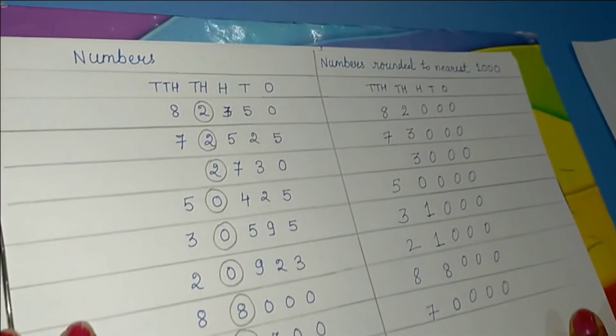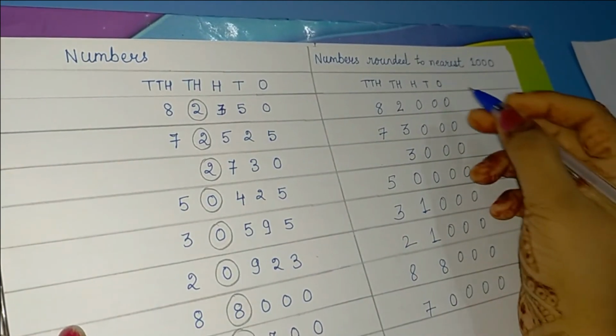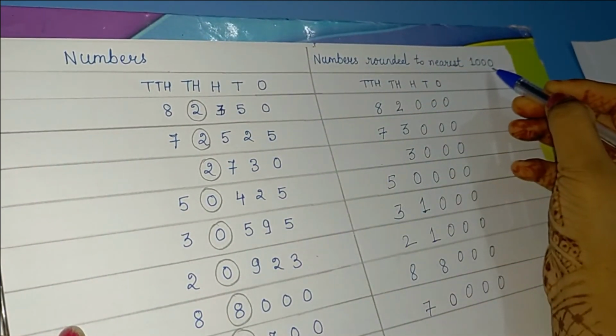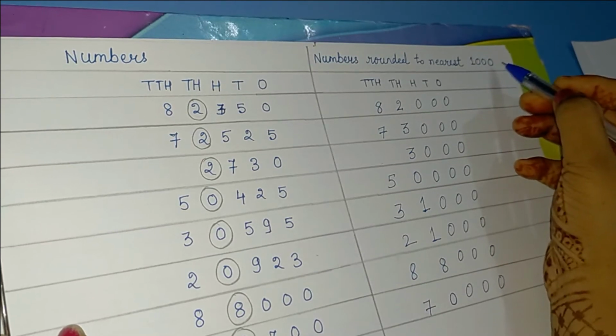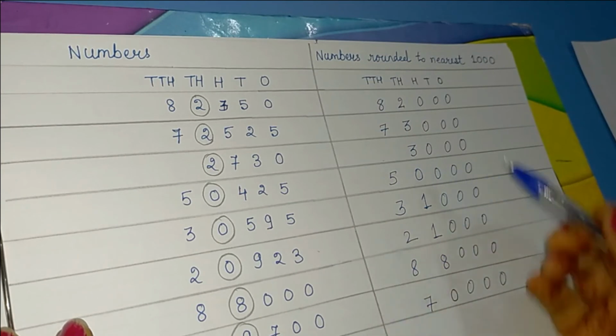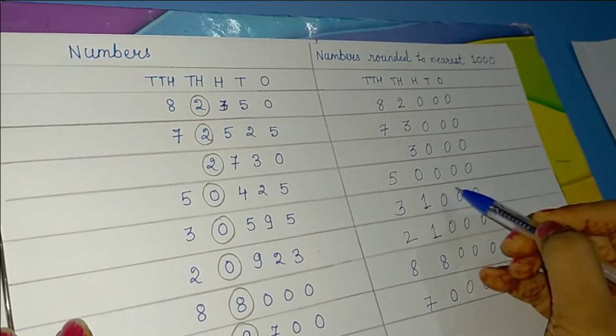So here you can see that when we are rounding off the numbers to the nearest 1000, and 1000 contains 3 zeros at the right hand side. So whenever we round off the numbers to the nearest 1000, we will get 3 zeros at the right hand side.